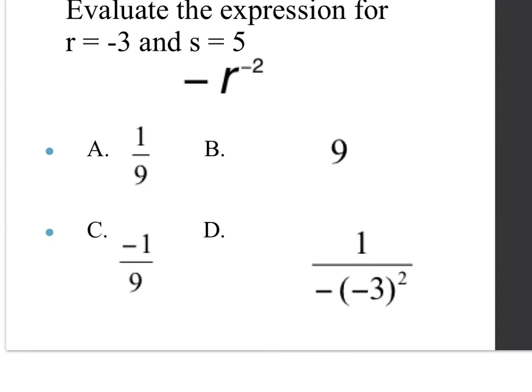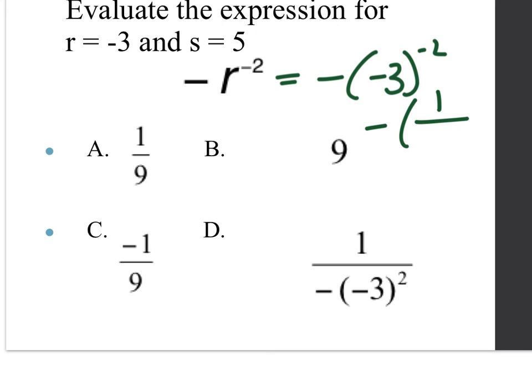Again, we're evaluating this expression for r is negative 3 and s equals 5. In this case, we only have an r value. So we have negative, our r value is negative 3 to the negative 2. Now remembering that our exponent applies to everything in front of it, and as I've taught you, whenever you replace a letter with a number, use parentheses, you see that negative 2 applies to both the negative and the 3. So this becomes negative, and the negative exponent means reciprocal. And then we have negative 3 squared. So we have 1 over negative 3 squared is negative 3 times negative 3, which is a 9. So our answer is negative 1/9, C.